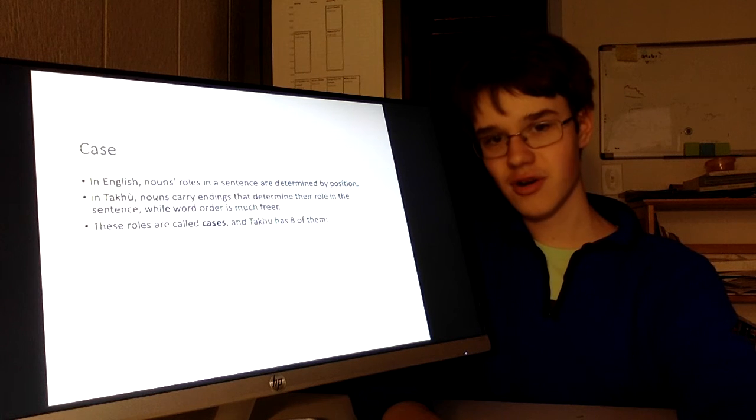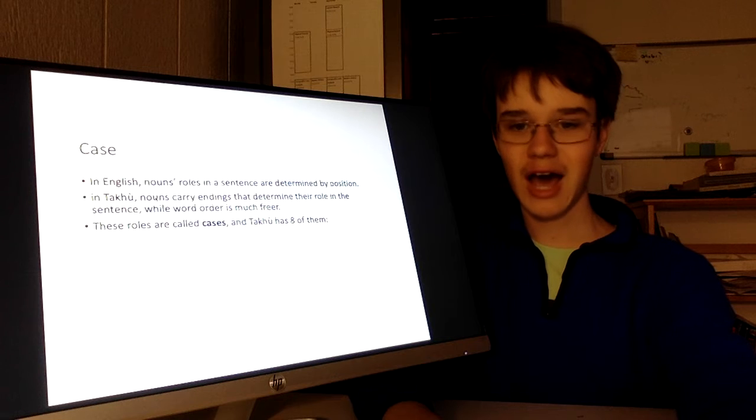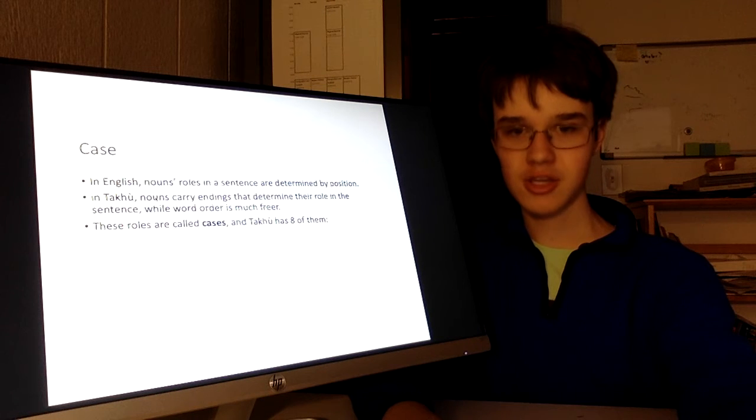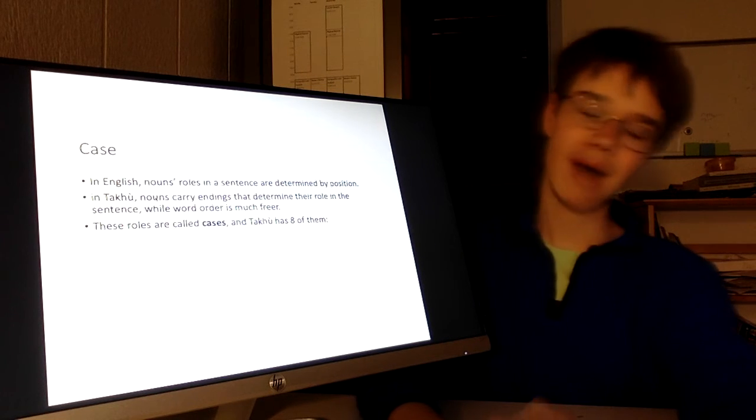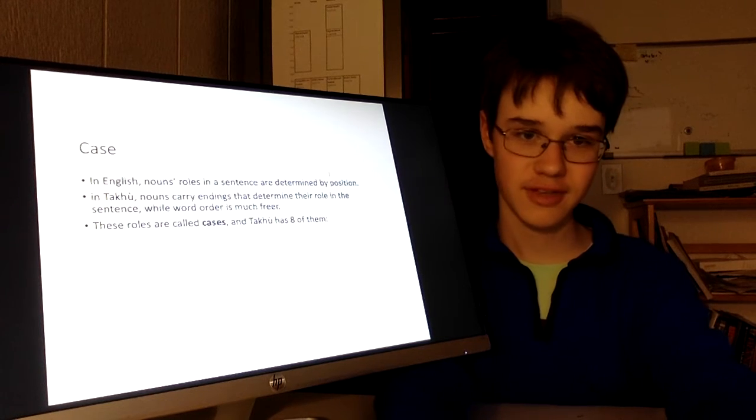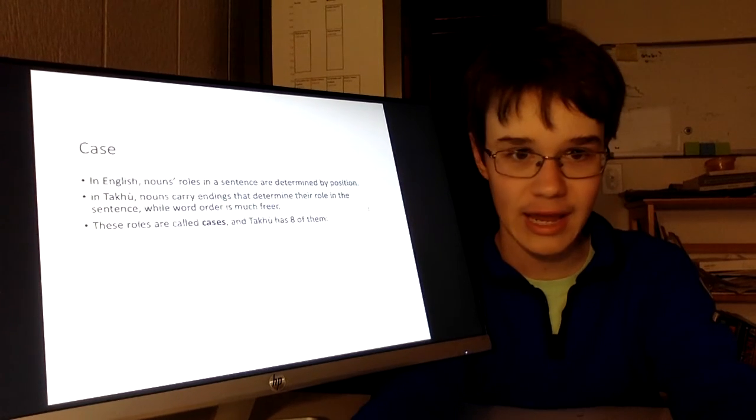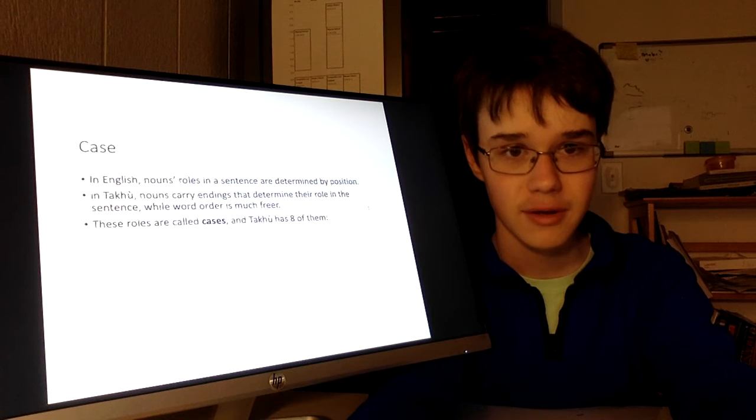But in Takhù, there are, like for instance, the difference between I help you, you help me, and this is my house. Those are all the three cases of English, but in Takhù, there are 8 cases, and I'll go into them on the next slide.